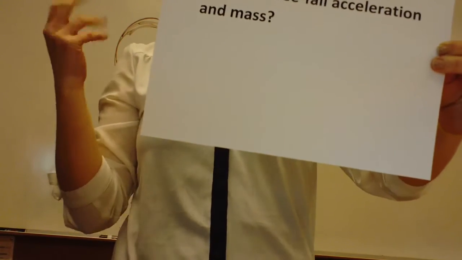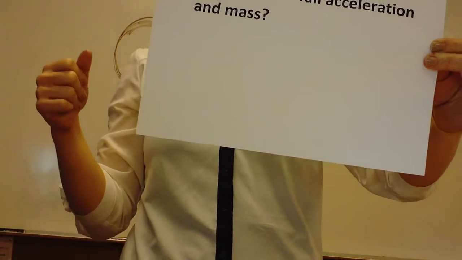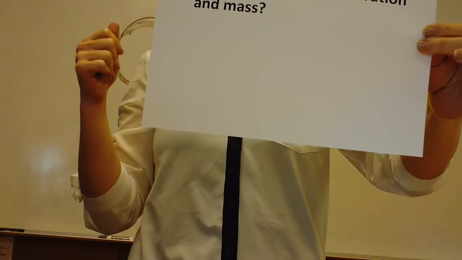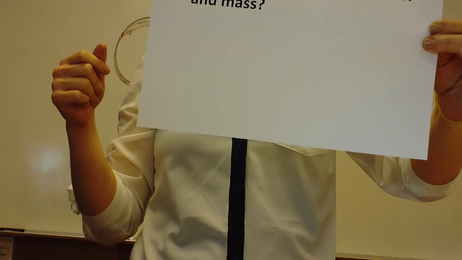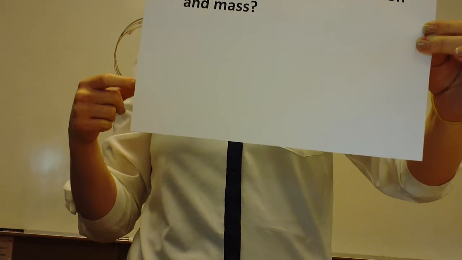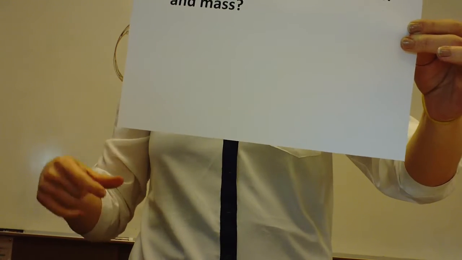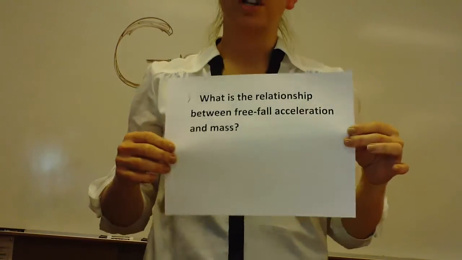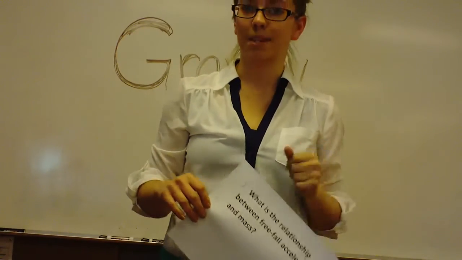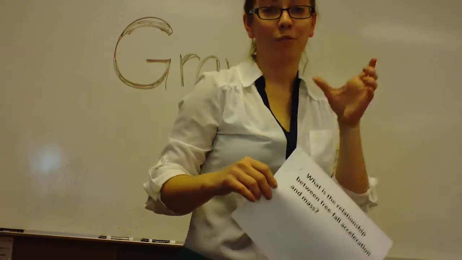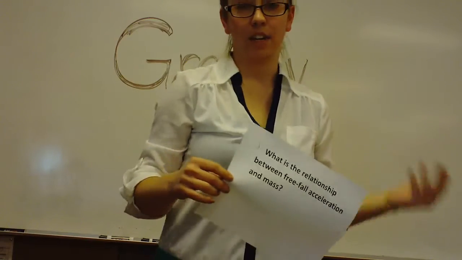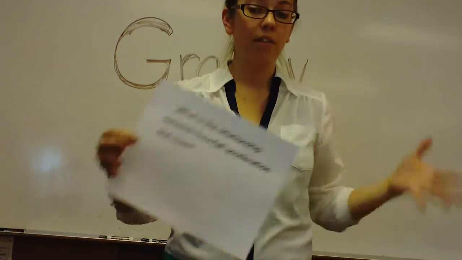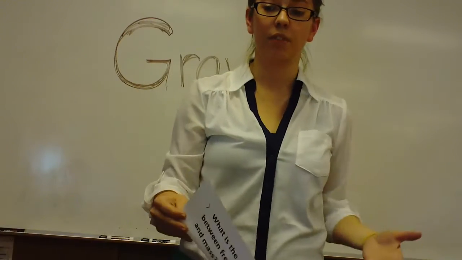So, in the absence of air resistance, all objects falling near Earth's surface accelerate at the same rate regardless of their mass. Of course, you guys know the rate is 9.8 meters per second squared. Now, a free fall is the motion of a body when only the force of gravity is acting on it. So when there's only gravity acting on something, that's called free fall.